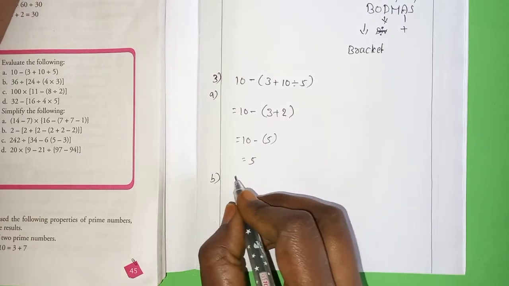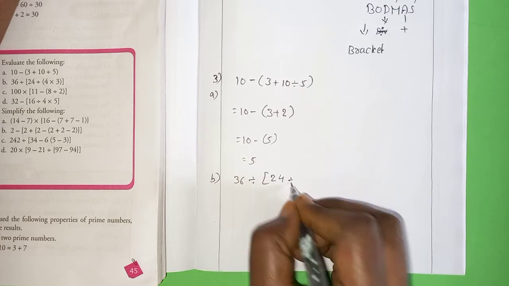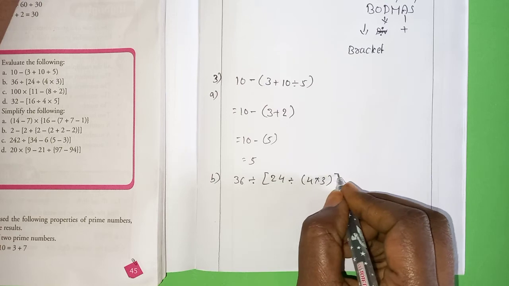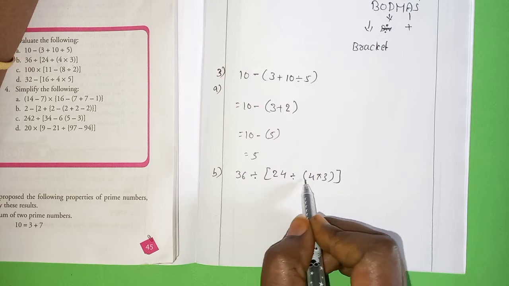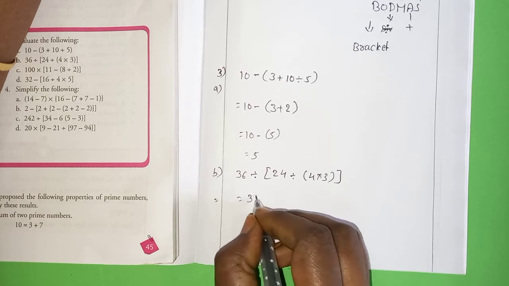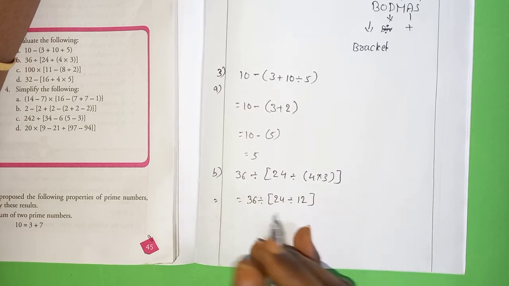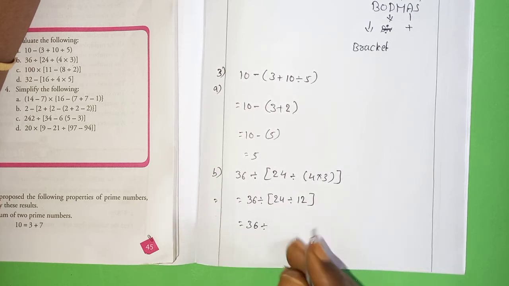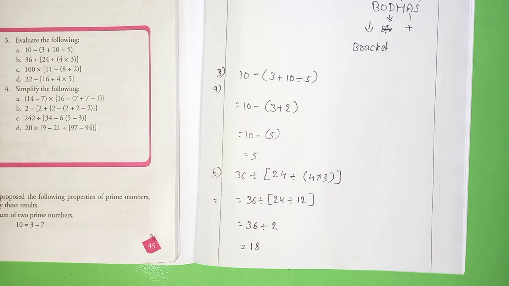Next, second one. 36 divided by [24 divided by (4 into 3)]. Now, which part do we have to do first? Simple brackets have more priority, so first we have to do the simple brackets. 4 3s are 12. Next, we have to do the square brackets. 24 divided by 12, the answer is 2. Next, 36 divided by 2, the answer is 18. Right? So that is the answer.